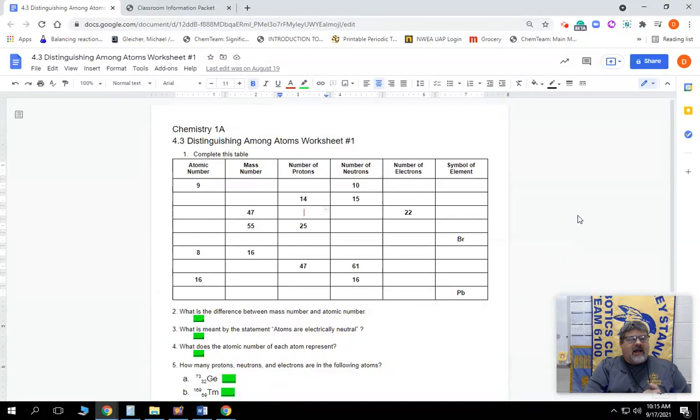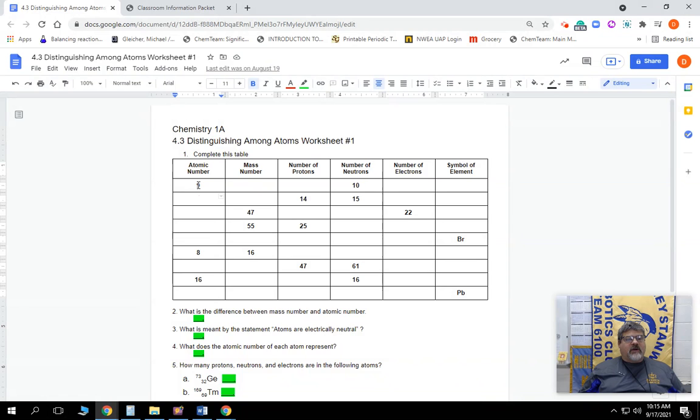Hey everyone. Today I'm going to show you how to answer the questions for the 4-3 Distinguishing Among Atoms worksheet, number 1. When we talk about that, we're going to look at atomic number, and you're going to need your periodic table for this. So make sure that you have your periodic table out. I'll pull it up when we work through some of these.